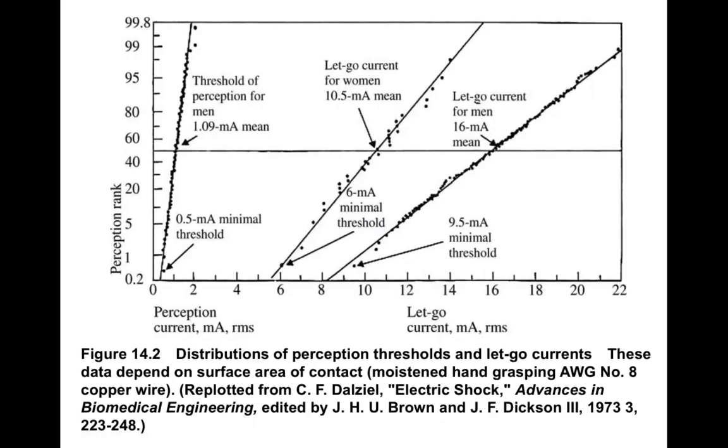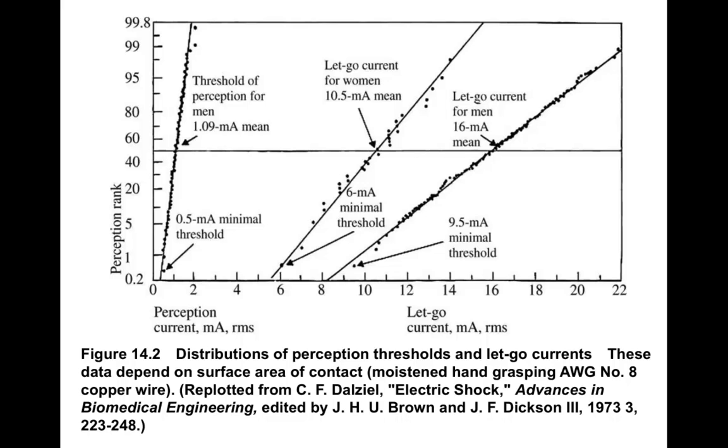So here are just some distributions of sort of when you begin to perceive things. Men and women are different. Both the perception current and the let go current is different. It tends to be lower for women than it is for men. So no idea why that's true. Women tend to have a higher percentage of body fat than men, and it could be that that's a better conductor and transmitter to the muscle or to the nerves. But I didn't find any references on why the gender difference.